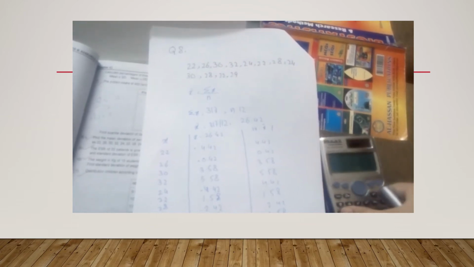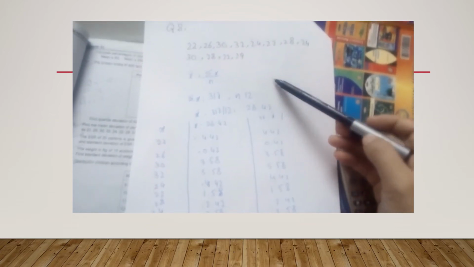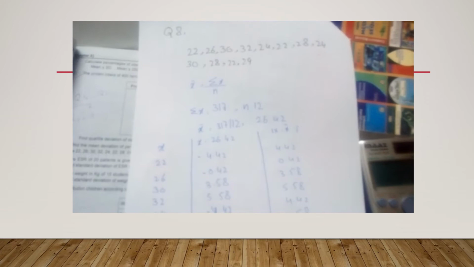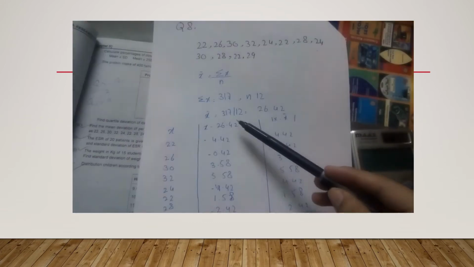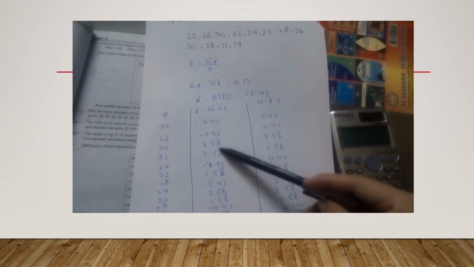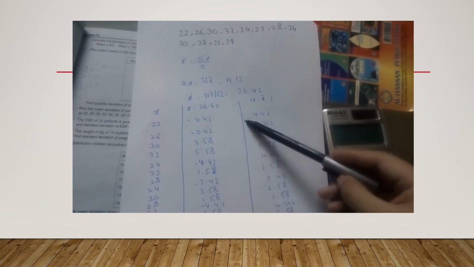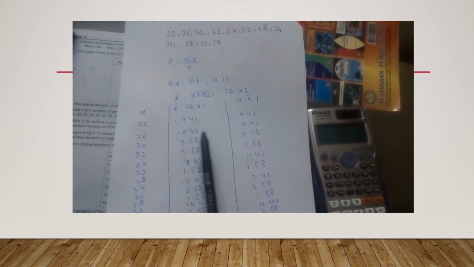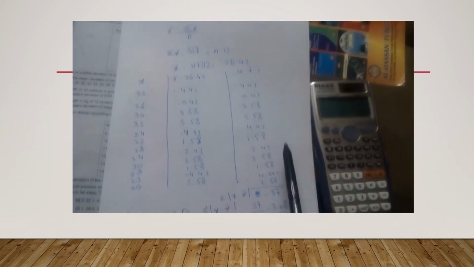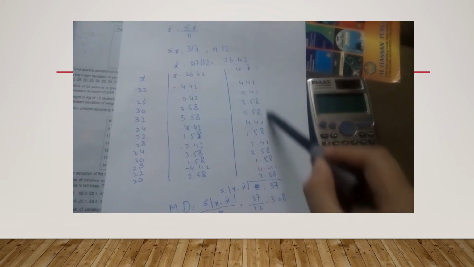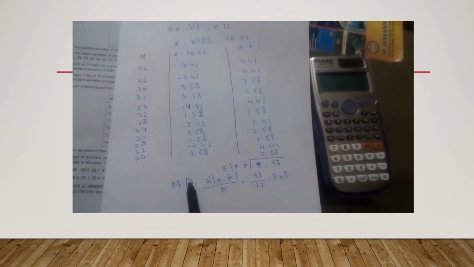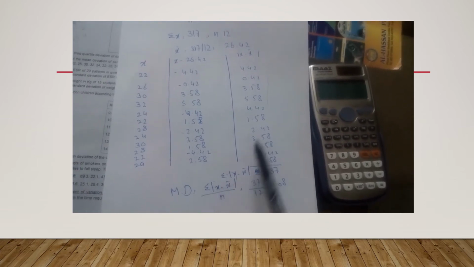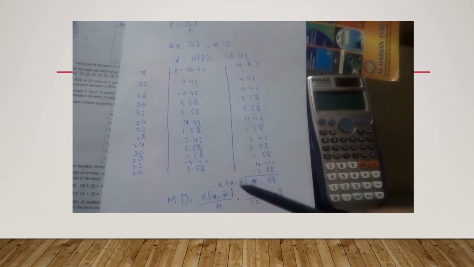Let's calculate question number 8. Here is the data. First we calculate the mean, and the mean is 317 divided by 12, and then the other step is x minus mean. This is the answer of x minus mean. Then we take the absolute or modulus. So all negative values are converted into positive, and the sum of all this data is 37, and the mean deviation is 37 divided by 12, which is 3.08. This step is this, and n is the total number.